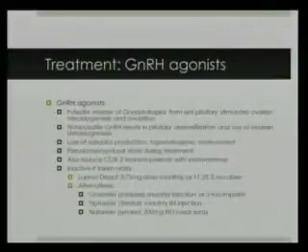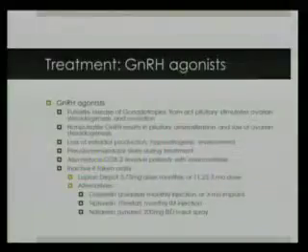But interestingly, nafarelin, the nasal spray, is actually $2,200 per bottle. So don't write that one. They're not going to get it.